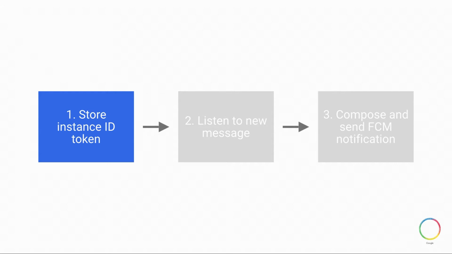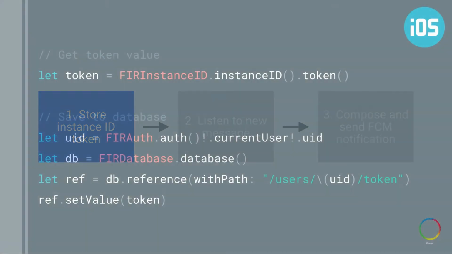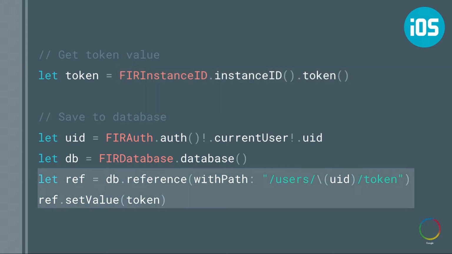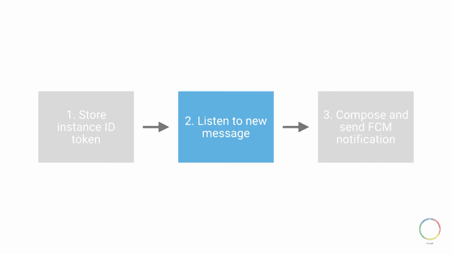Let's take a look at the first step. All we have to do to get our Firebase Instance ID token is to call an API in the Firebase SDK. And then we'll save the token value to our real-time database to use later on.